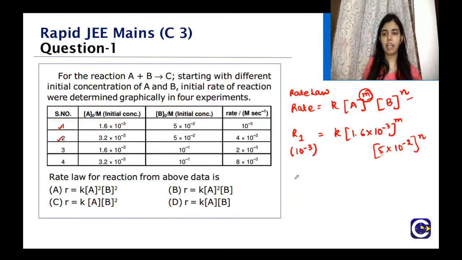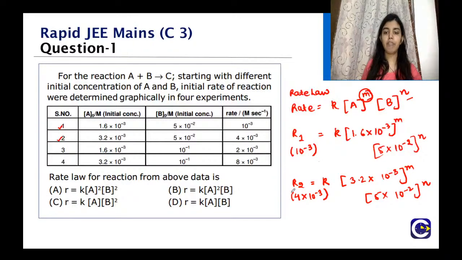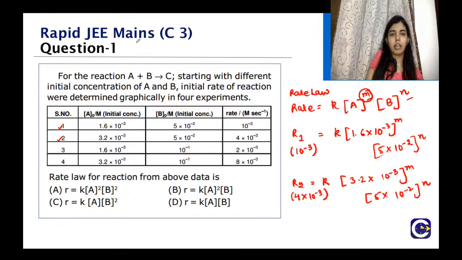For the second one, if I write it down, R2 equals K into 3.2 into 10 raised to the power minus 3 raised to the power m, into 5 into 10 raised to the power minus 2 raised to the power n. And the value of R2 is given as 4 into 10 raised to the power minus 3. Now what you have to do is divide R2 by R1. So R2 by R1 will be 4 into 10 raised to the power minus 3 divided by 10 raised to the power minus 3.